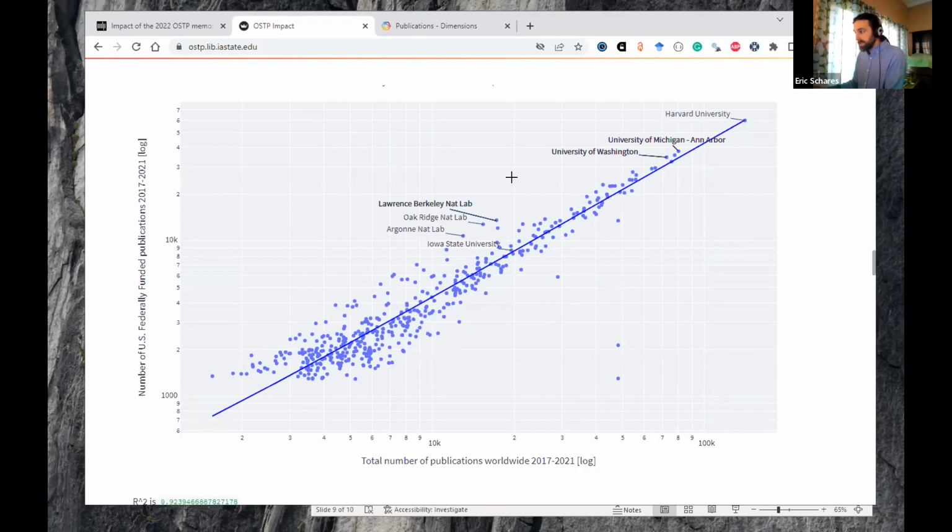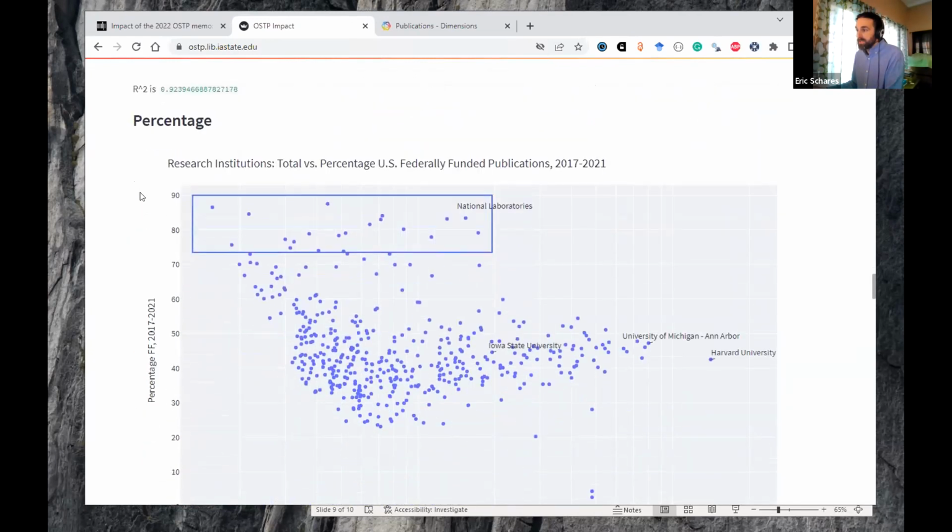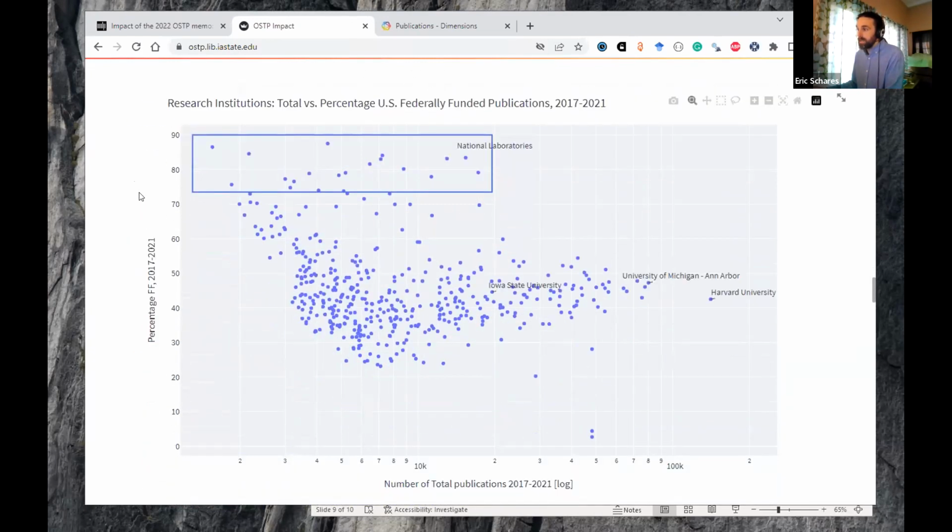What jumps out to me on this graph was the appearance over here of these 3 labs that publish quite a bit more than you might expect from the trend line. So Lawrence Berkeley, Oak Ridge, and Argonne National Labs. And it makes sense that more of their research is a result of federal funding because the labs themselves are the results of federal funding. And when we move from absolute numbers on this graph down to percentage, as we have in the last 2 examples, we see something pretty striking jump out. All these in this call out box up here are national laboratories hovering around 80 to 90%.